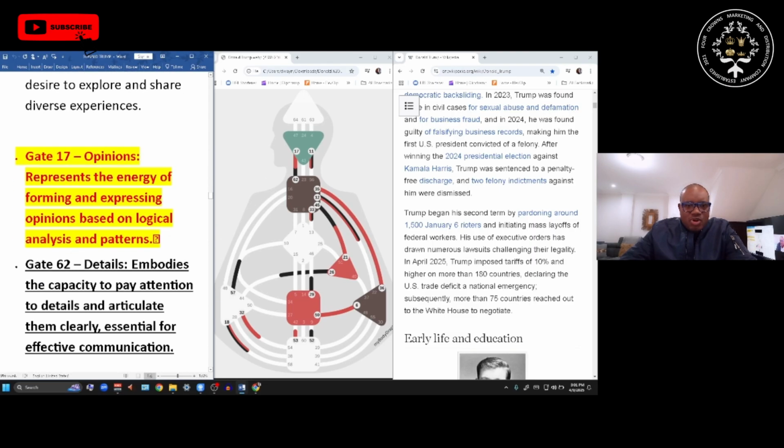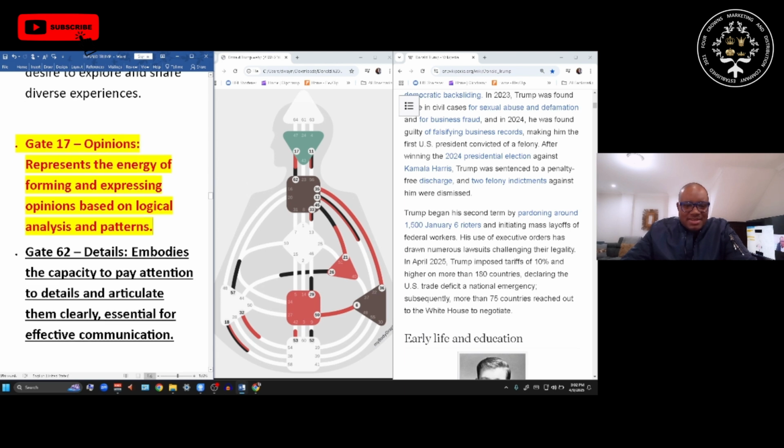So 17, opinions, represents the energy of forming and expressing opinions based on logical analysis and patterns, which I think most of us could agree, despite how we may feel about President Trump, being able to clearly state that there are only two genders. That is based upon logical analysis and patterns, right? So it's kind of like common sense.